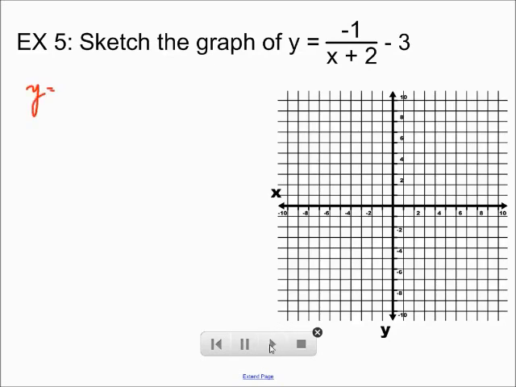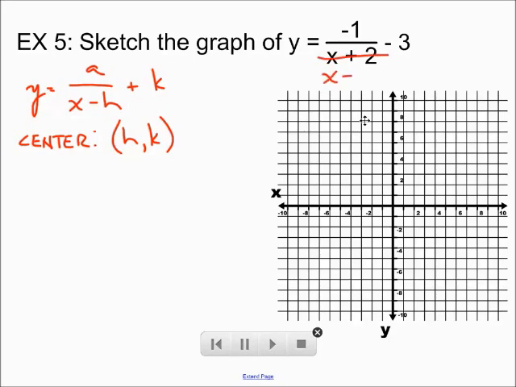So it's got to be in the form a over (x minus h) plus k. This one's not quite. This is not minus h, it's plus 2. So how about we just make it minus negative 2. Now we can see that negative 2 is the h value, and negative 3 is the k value. Okay, so we'll plot that point, make our asymptotes, and then let's just plug negative 1 into this equation.